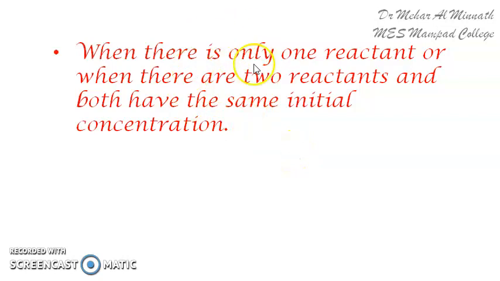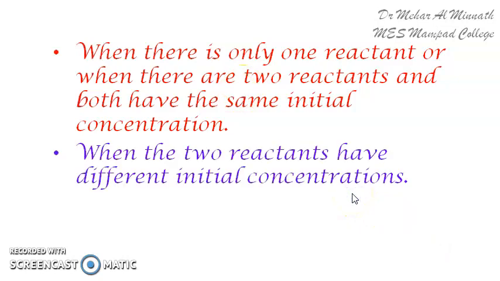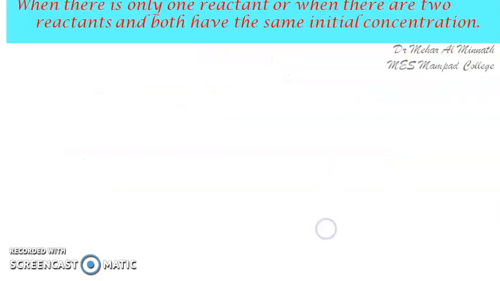So these 2 cases can be put as case 1 to derive the expression, and case 2 is when there are 2 reactants, but these 2 reactants have different initial concentrations. In this video we'll be dealing with the first case, that is either only one reactant present or 2 reactants present with the same initial concentration.